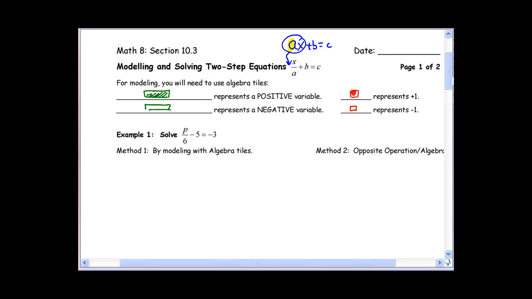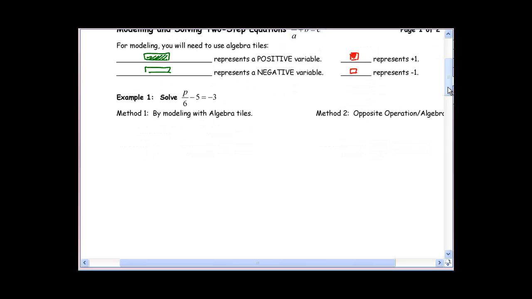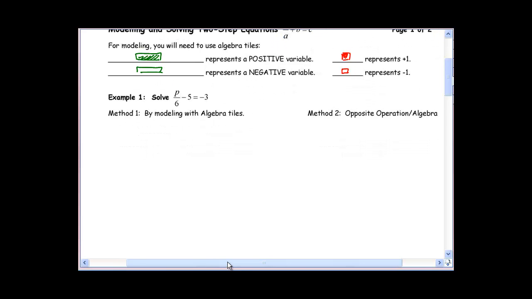I will once again try to show you by modeling with these algebra tiles so we have a nice visual picture, and the opposite operation or algebraic method that I hope you will all learn how to do quite well. So here we go. How do we show p divided by 6? So p is our variable. It's positive, so I'm going to draw a positive rod here and shade it in. It's divided by 6, so I'm going to divide this into 6 pieces. So 1, 2, 3, 4, 5, 6. And what I'm saying is p over 6 just represents this one piece. Okay, so that's p over 6.